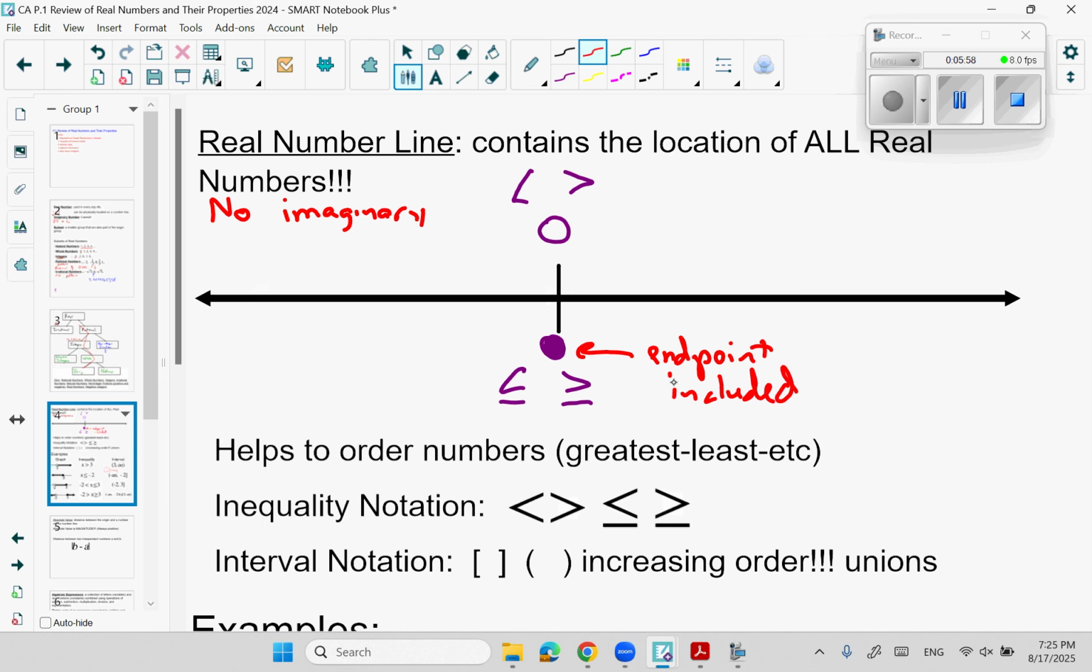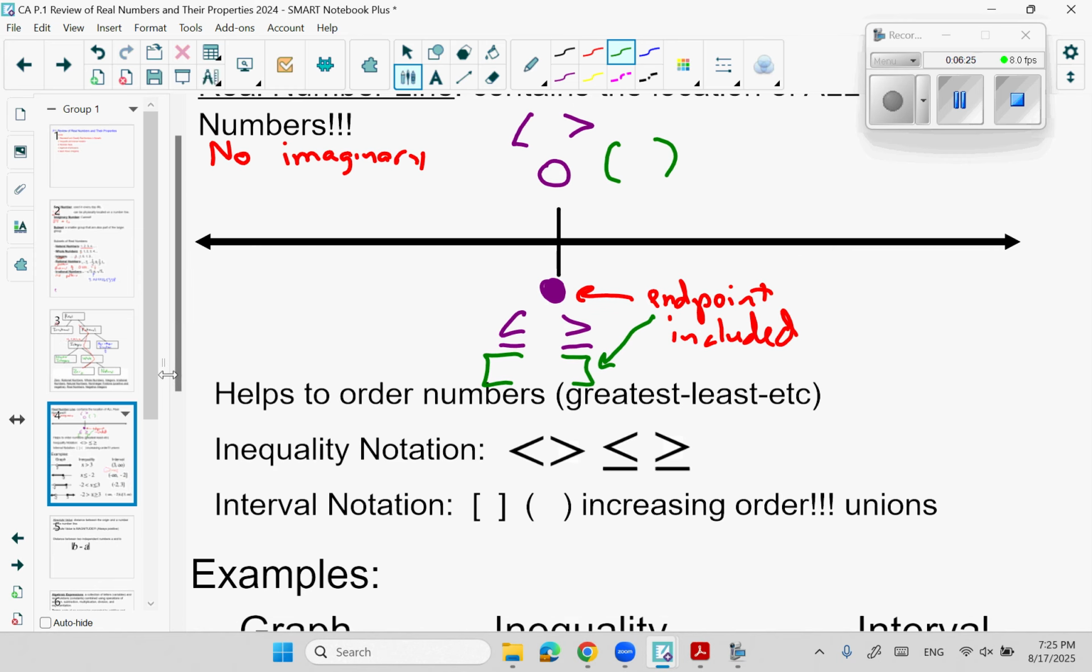Open circle means it's not. And then the only other thing we have to consider is whether they're brackets or parentheses. Open circles have parentheses. These ones have brackets, same reason. The brackets mean the endpoint is included.